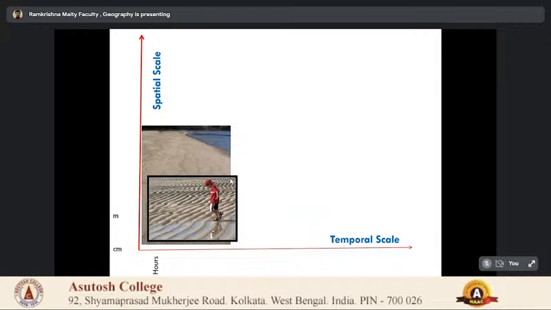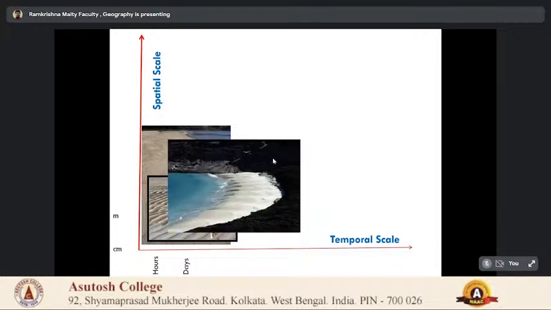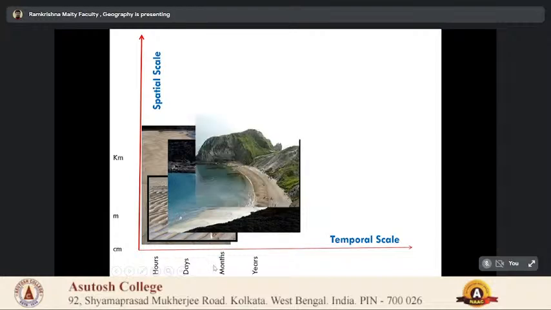So, if we come to the castellate, these are the castellates, small cusps and horn topography. Those are medium scale landforms. A few meters is their spacing, and they develop and redevelop within a period of hours and days. Then beach is a much larger landscape. They develop and destroy within years, because their extension is far larger, a few hundred meters to kilometers.